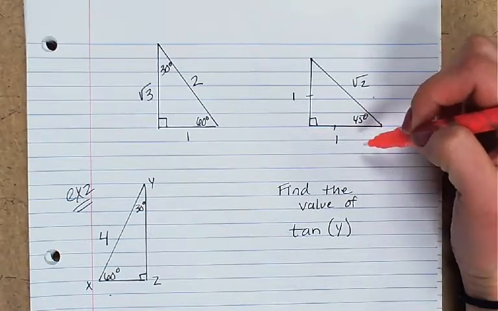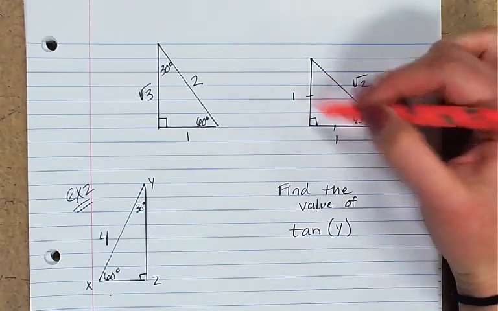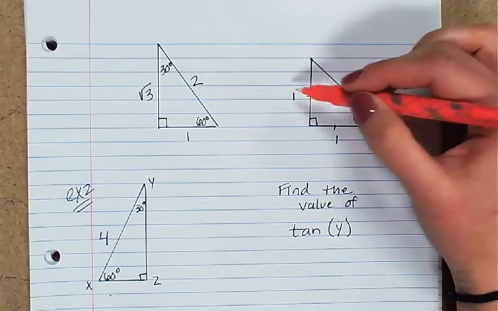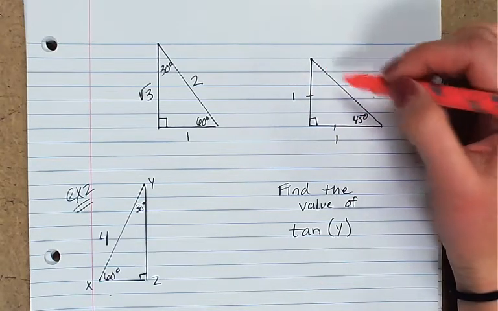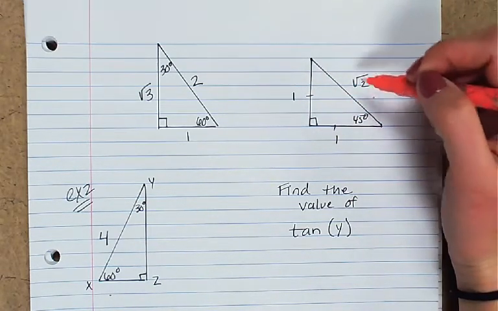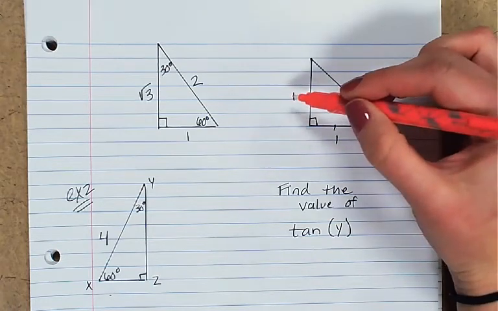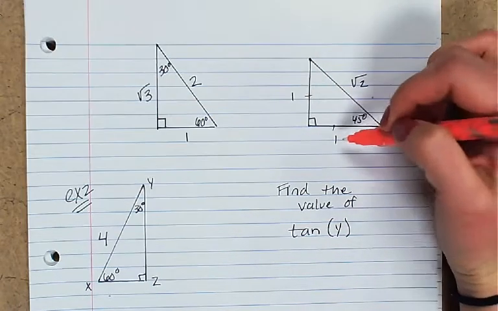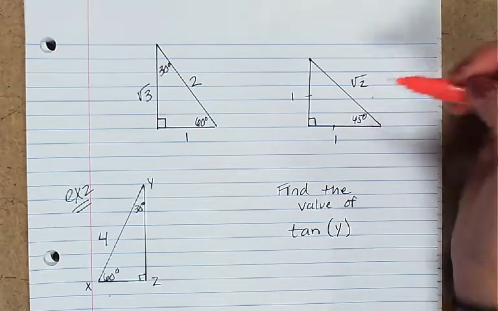And then on 45, 45, 90 triangle, the legs are the same, and then the value of 1 here, and then the hypotenuse is taking that value and multiplying it by the square root of 2. So if this was 7, then this would be 7, and this would be 7 root 2.